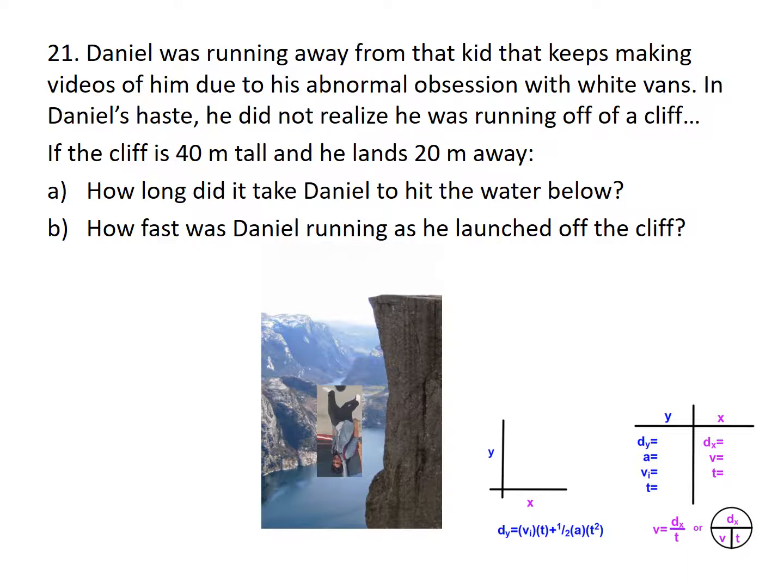So Daniel's running away from that kid that keeps making videos to him due to his abnormal obsession with vans. In Daniel's haste, he did not realize he was running off a cliff. If the cliff is 40 meters tall and he lands 20 meters away, A, how long did it take Daniel to hit the water below? B, how fast was Daniel running as he launched off the cliff?